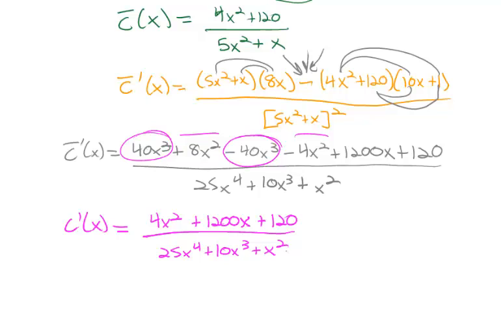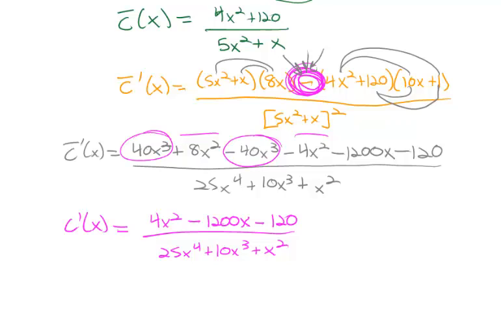Oops, I messed up. I forgot to distribute that negative. I'm making a big deal about distributing the negative, and I missed it here and here. Backing up, that's bad. Negative, negative. So we've got minus 1200x minus 120. Don't forget that negative.